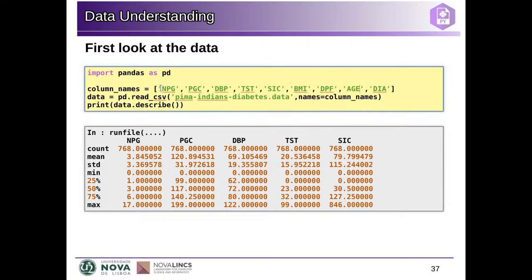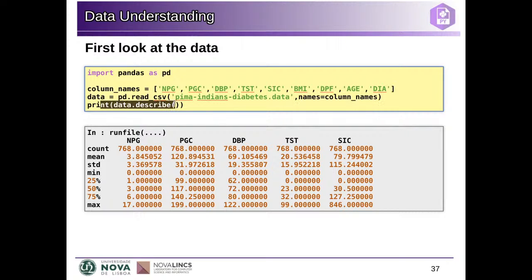We are going to use these codes for number of pregnancies, plasma glucose concentration, age, diabetes. This is 0 or 1 depending on the diagnosis. And now we can read the CSV file and use this list as the names for the columns.